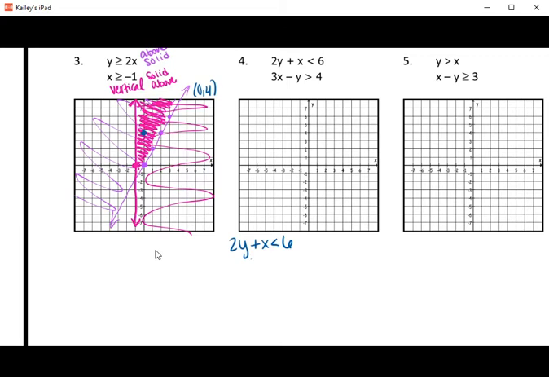I want to move the x term over first, so I'm going to subtract x from both sides. And that leaves me with 2y is less than negative x plus 6. Then our last step to get y by itself would be to divide everything by 2. So y is less than negative 1/2 x plus 3.